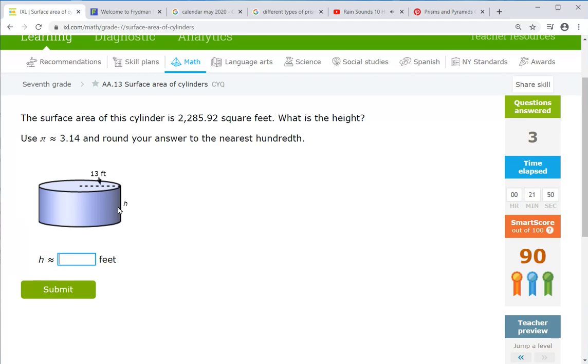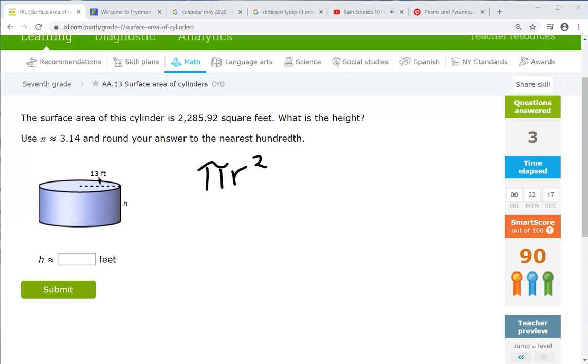So in this case, we have to find the height of the cylinder, not the surface area of the cylinder. So how are we going to do that? We're going to write an equation here. We're going to start off with pi r squared.